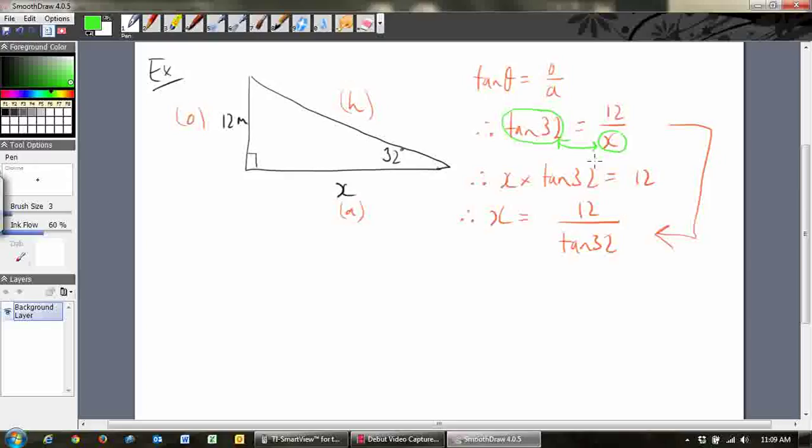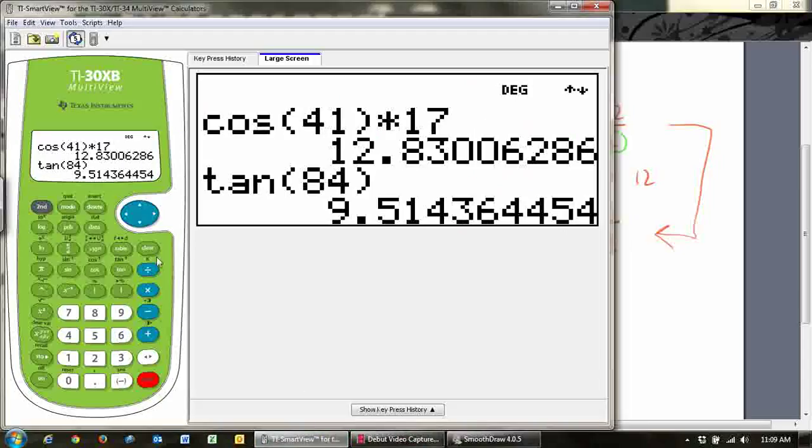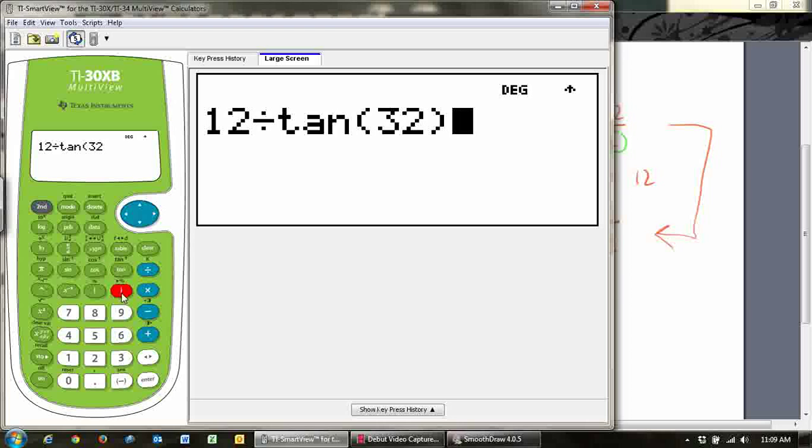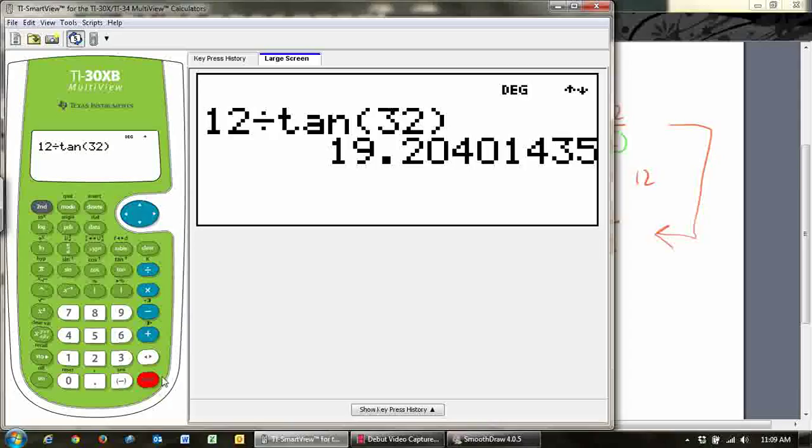Okay, let's just do that calculation to see what that's equal to. Again, get your calculator out. 12 divided by tan 32. So I'll just clear all that. So we want 12 divided by tan 32, like that. So enter it in exactly like that and press enter, and you get 19.2.